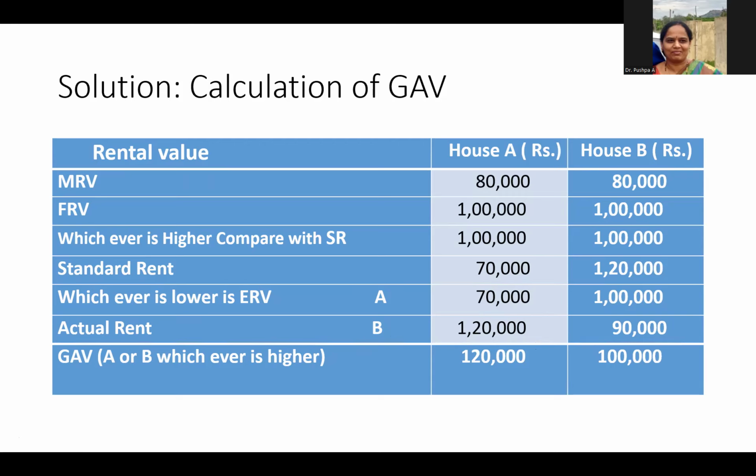our expected rental value is 1 lakh and actual rent is 90,000. So in this case, our ERV is more. So GAV is the ERV.